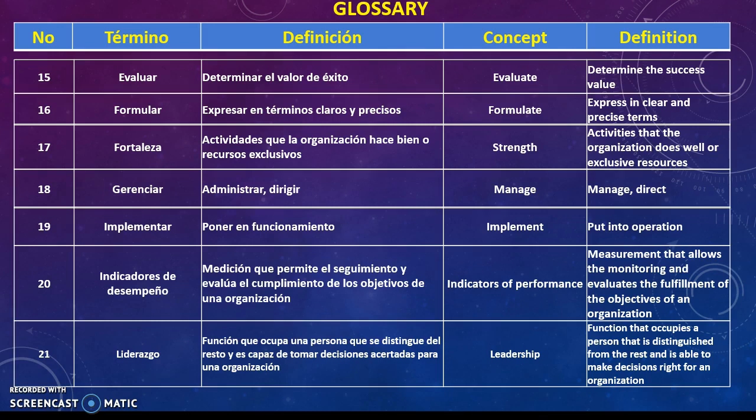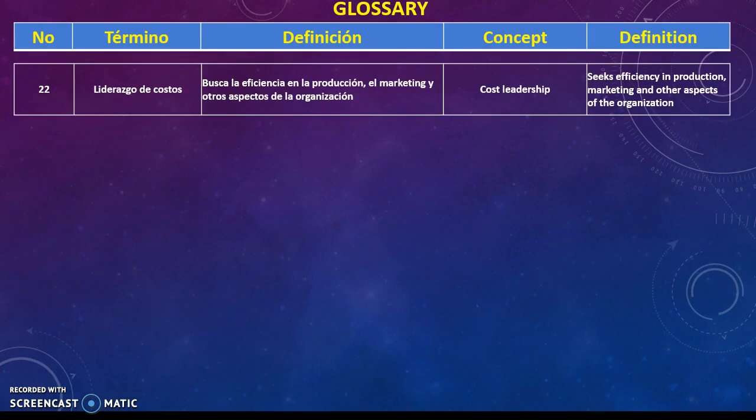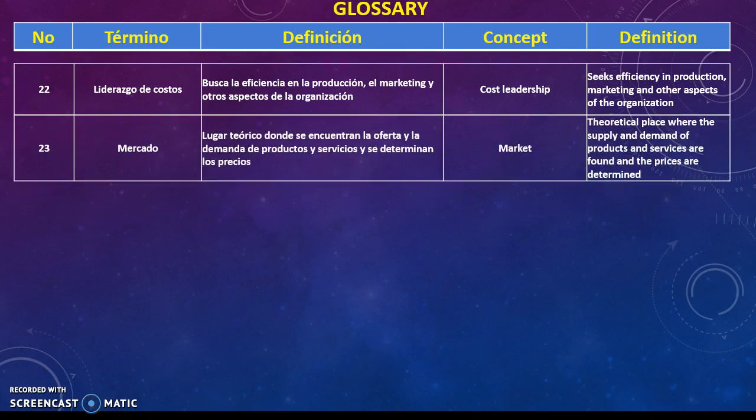Leadership: function of the person who is distinguished from the rest and able to make the right decisions for an organization. Cost leadership: seeks efficiency in production, marketing, and other aspects of the organization. Market: theoretical place where the supply and demand of products and services are found and the price is determined.